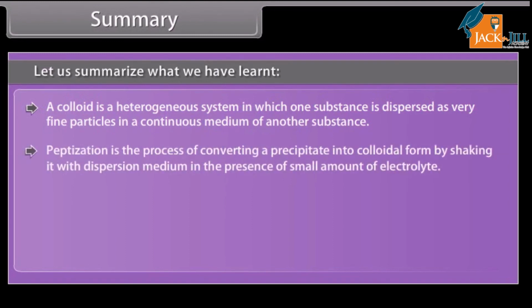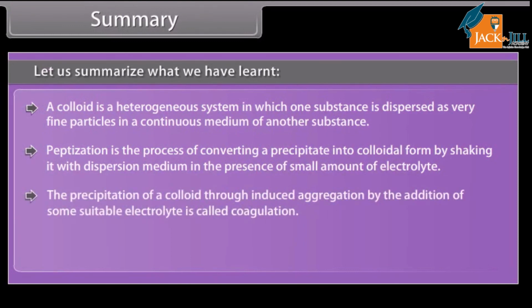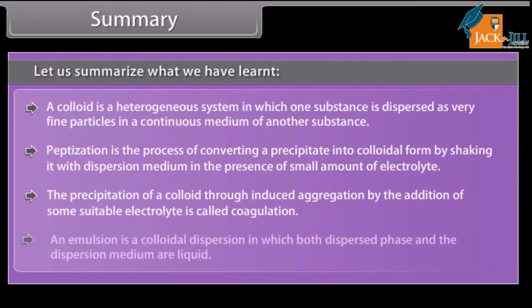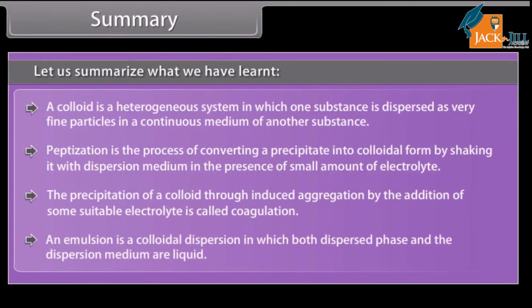Peptidization is the process of converting a precipitate into colloidal form by shaking it with dispersion medium in the presence of a small amount of electrolyte. The precipitation of a colloid through induced aggregation by the addition of some suitable electrolyte is called coagulation. An emulsion is a colloidal dispersion in which both dispersed phase and the dispersion medium are liquid.